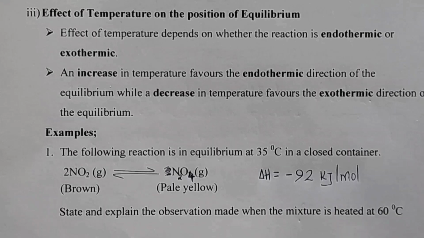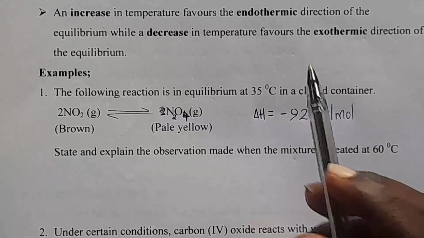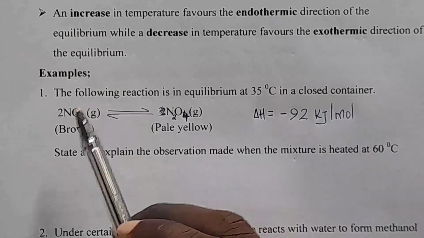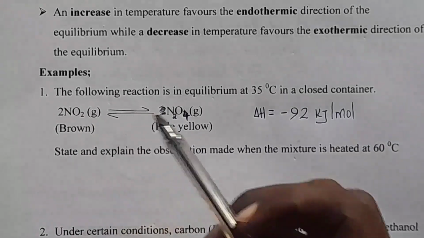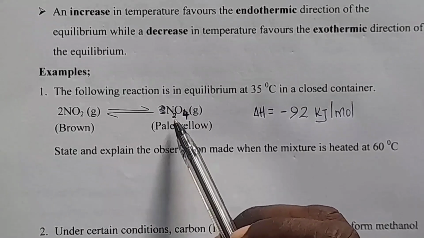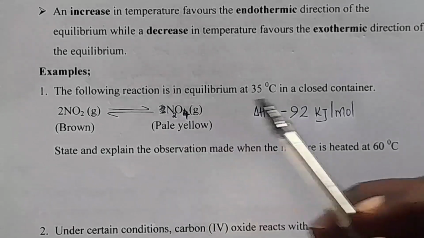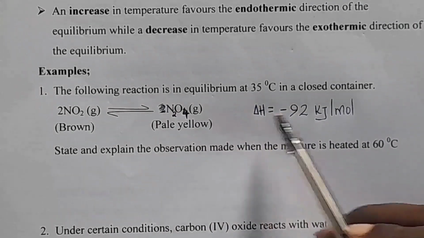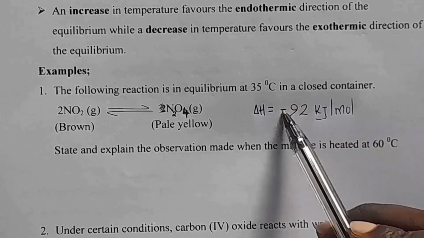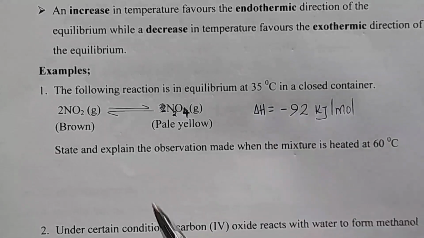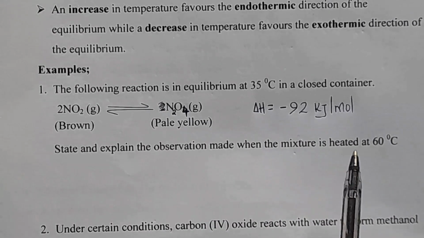Number 1. We are told the following reaction is in equilibrium at 35 degrees Celsius in a closed container. So we have 2 moles of nitrogen dioxide gas, which is brown in color. Under equilibrium, we are going to get dinitrogen tetraoxide, which is a pale yellow gas. The enthalpy change for this reaction is negative 92 kilojoules per mole, telling us that it is an exothermic reaction because of the negative enthalpy given. We are told, state and explain the observation made when the mixture is heated to 60 degrees Celsius.